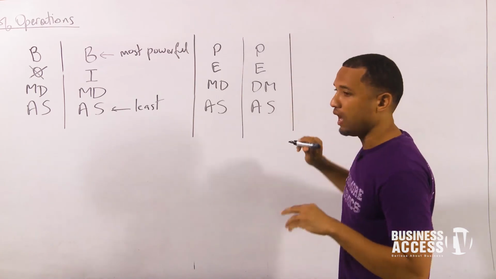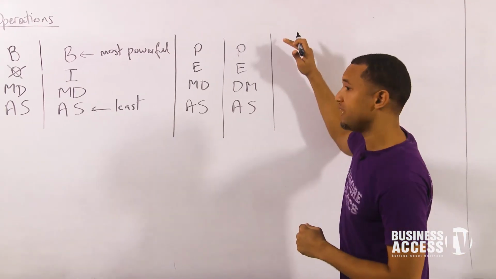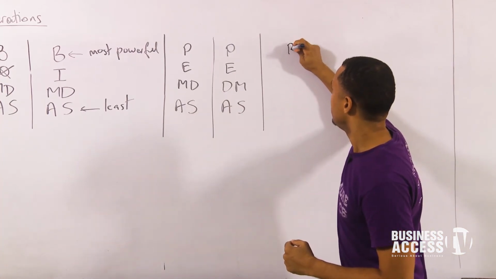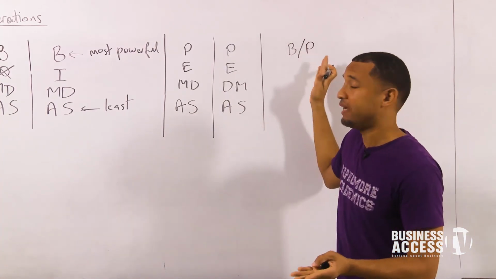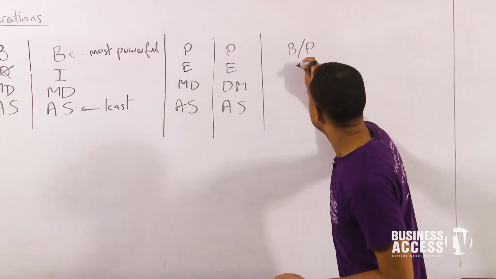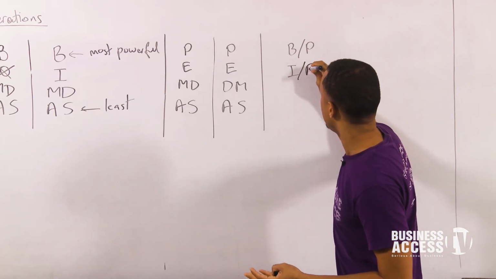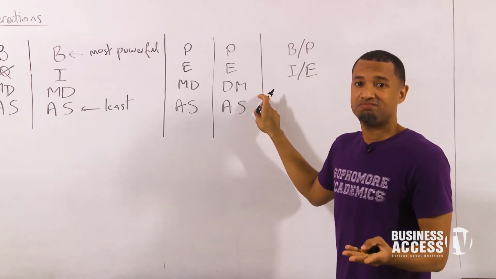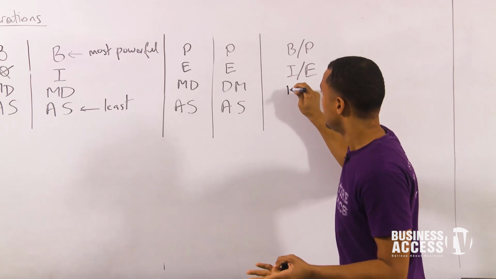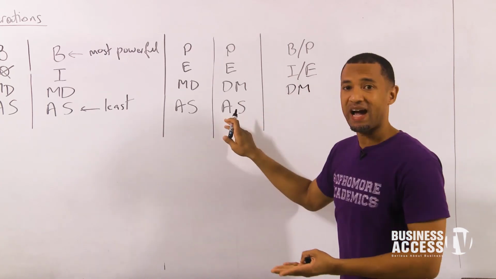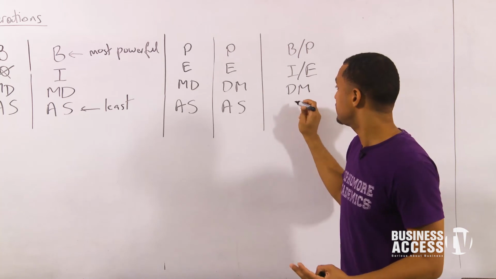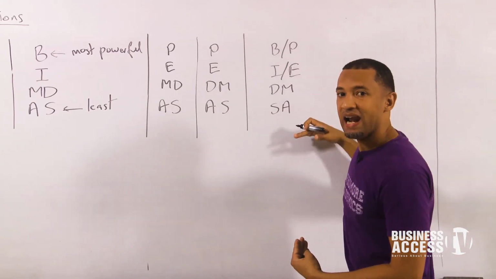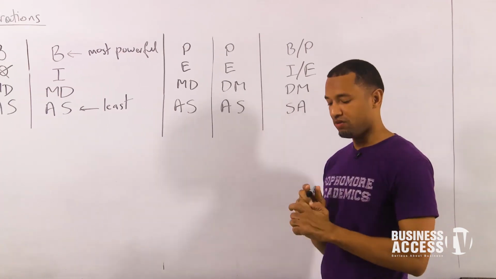So all in all, with this order of operations, you can say brackets or parentheses, you can say indices or exponents. You can put D or M first, whichever. And with addition and subtraction, you can write it either way. What is important is the levels.